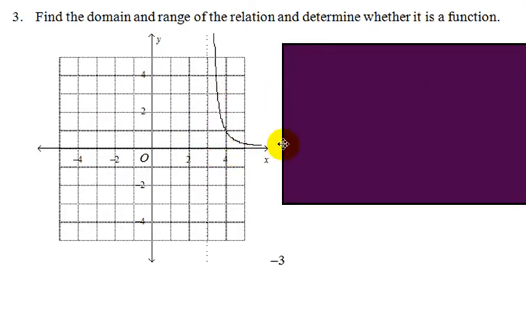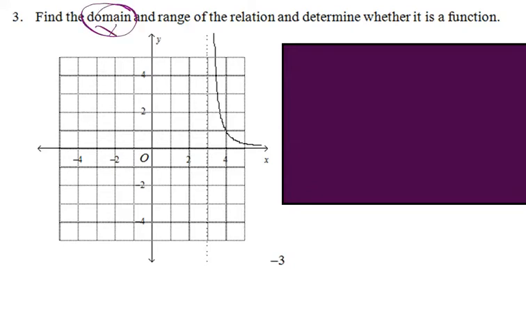Number 3 says find the domain and range of the relation and determine whether it's a function. Well, we can use the vertical line test and see that it is definitely a function because it's only crossing in one point. So we already know, yes, it's a function. Now what's the domain and range? This is a continual line, and if the graph was correct, it'd be going on forever and ever and getting very close to these boundary lines here and here.